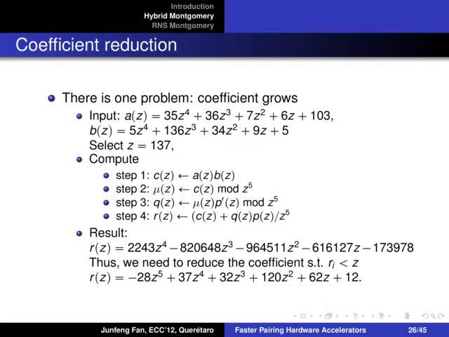But there's one problem, right? If you take an example, you have two polynomials, and we choose Z to be a randomly selected Z like this. If you compute Montgomery multiplication using the algorithm, you see that indeed you can reduce it, but the coefficient of course grows, right? Every time you do the computation, the coefficient grows. So what we do is we need to reduce the coefficient such that the coefficient of the result is smaller than Z.